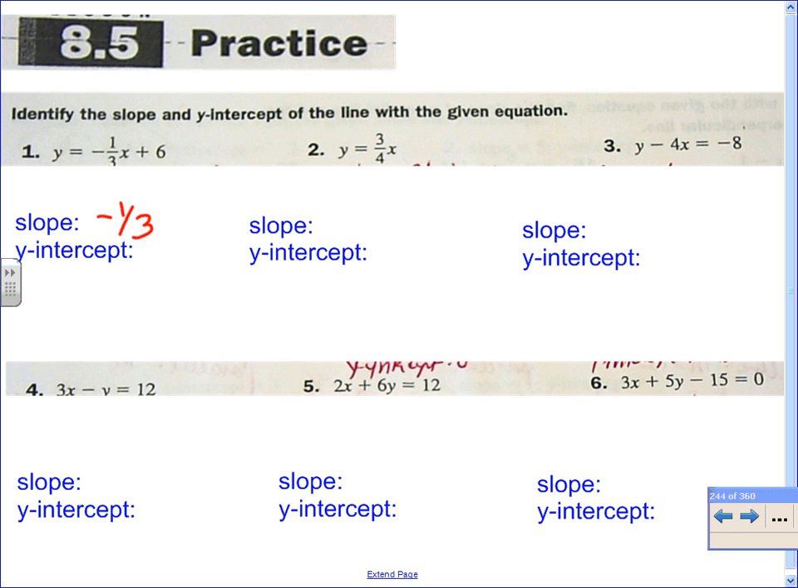Good. And did you write your y-intercept as 6 or 0, 6? Okay, either way, if you guys wrote it as an ordered pair, that's fine as well. Briar, number 2. And the y-intercept? Good, 0. Okay, Adam, number 3. Good. Good job. Emma M, number 4.